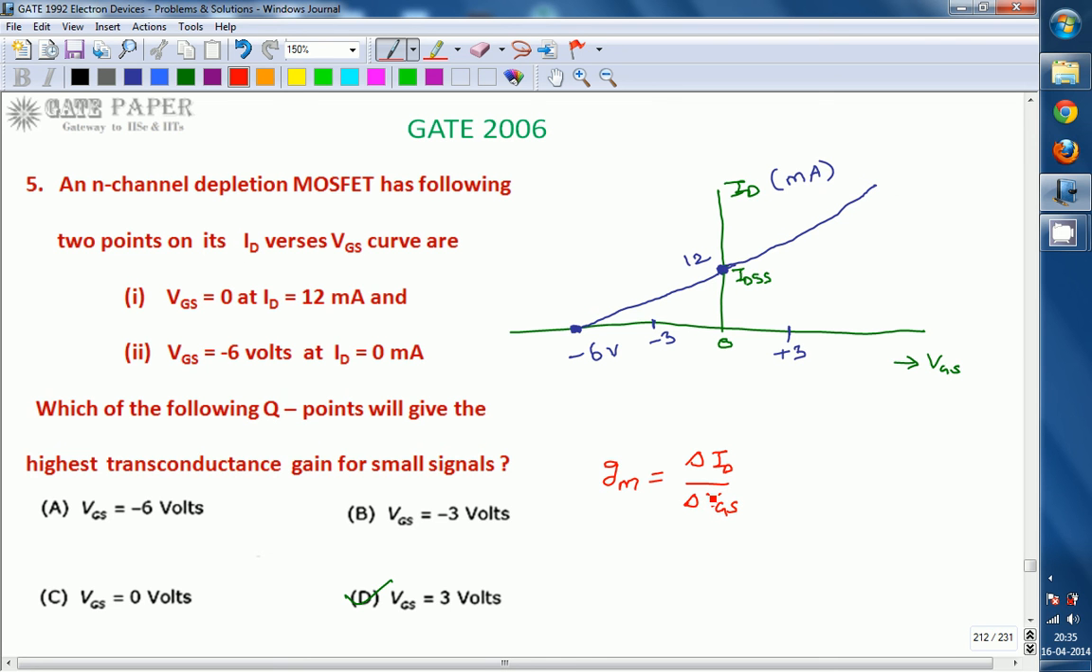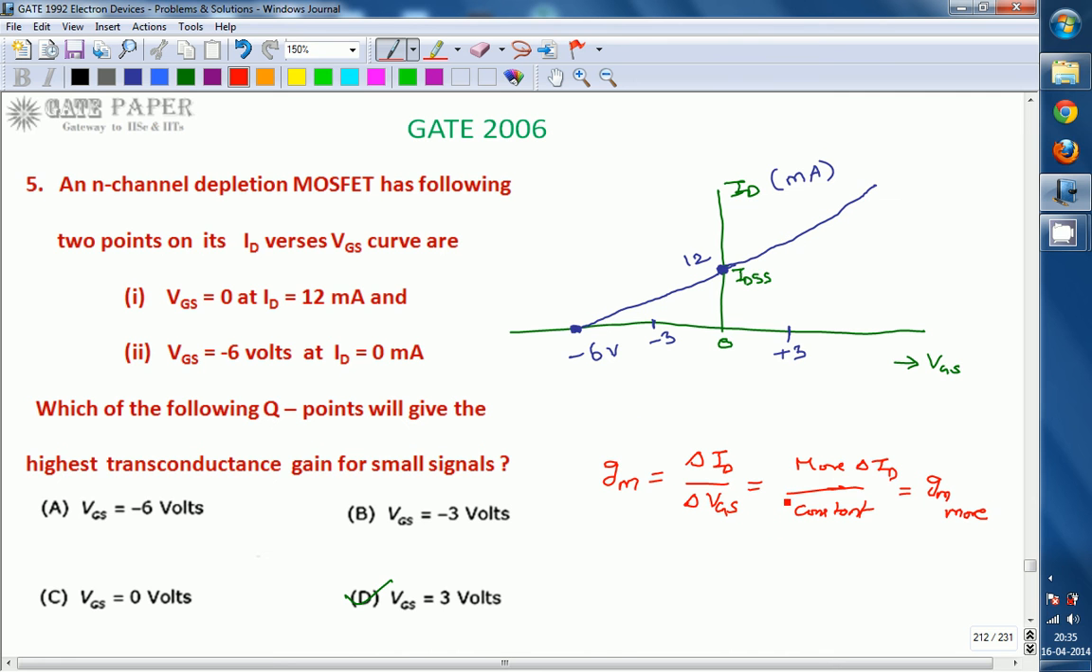Current by voltage is conductance. Transconductance means we are taking one parameter from the output side and one parameter from the input side: delta ID by delta VGS. So for example, we go with constant delta VGS, a change in VGS assumed constant. Whichever gives more delta ID will give more gm. That is, you get more transconductance whenever delta ID is more for the given delta VGS.